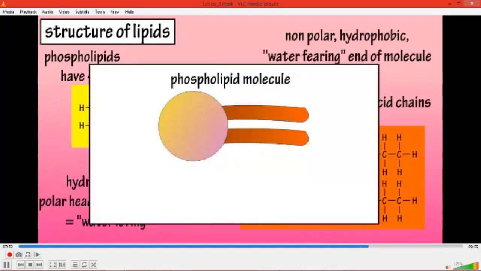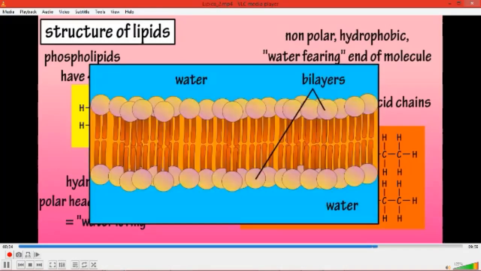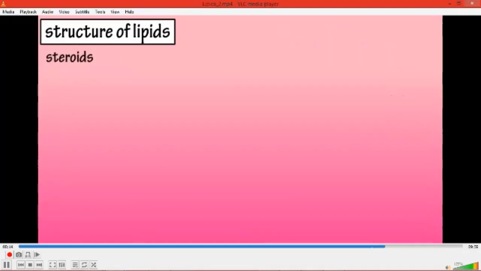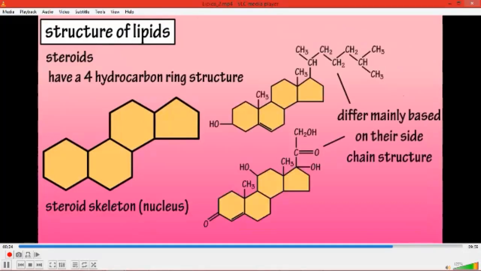This property, having a hydrophilic and a hydrophobic region, allows this molecule to join or bridge a water environment and a lipid environment. So, in water, these molecules will form bilayers, with the fatty acid tails facing each other and the heads facing outwards, as you can see here. Phospholipids are the main component of cell membranes. Steroids, which are often referred to as sterols, have a 4-hydrocarbon ring, or steroid nucleus, as the foundation of their molecules. Steroids differ based on the side chains extending out from their rings.